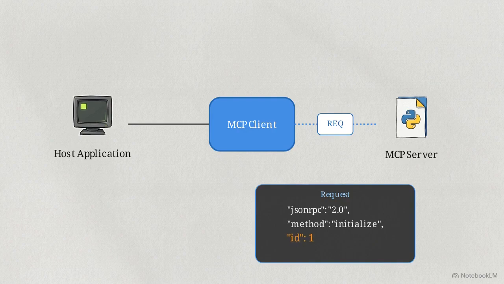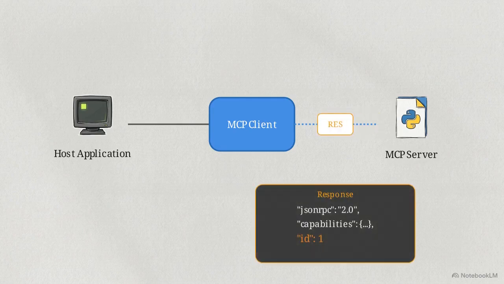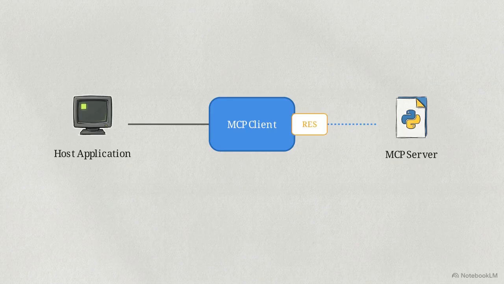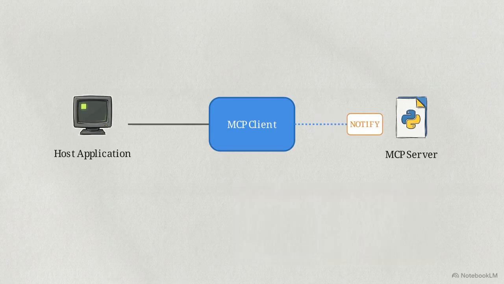Notice the payload. It includes a JSON RPC version and a specific ID, like ID 1. When our server replies to declare its capabilities, that response ID must exactly match the request ID. If the client sends a 1, the server must return a 1, otherwise the connection fails. This strict matching rule does not apply to one-way messages, called notifications. When the client confirms the setup is complete, it sends an initialize notification without an ID attached.